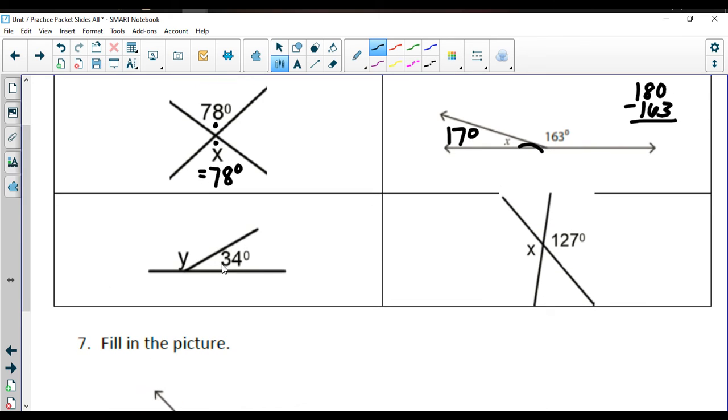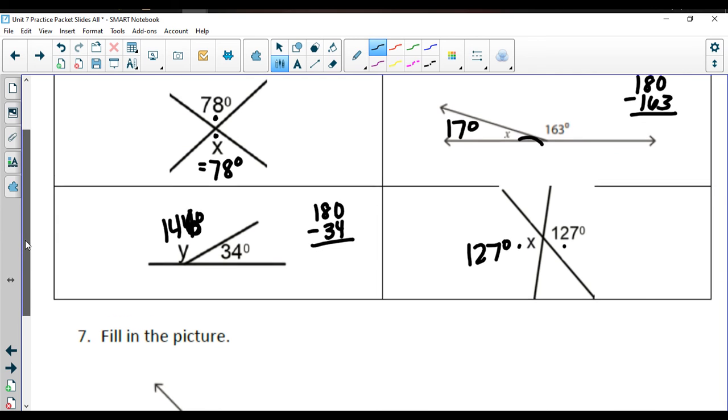In the next one, we have a linear pair. So I'm going to do the 180 minus the 34. That's going to give me 146 degrees for this missing one. And in the last example, these guys are vertical, so they're opposite each other, so x is 127 degrees.